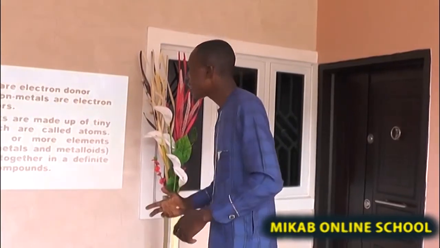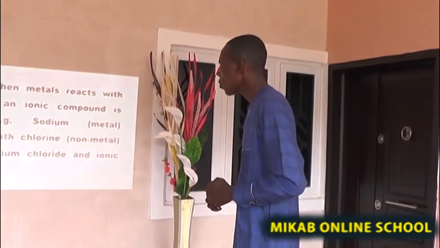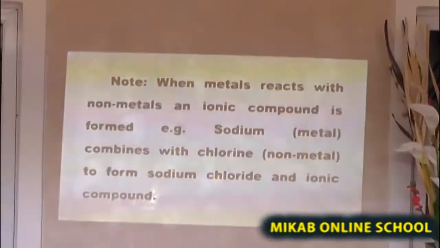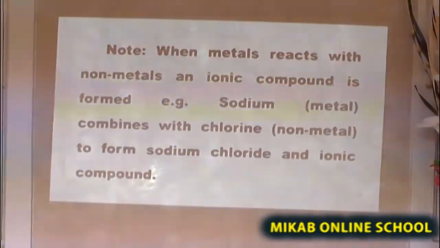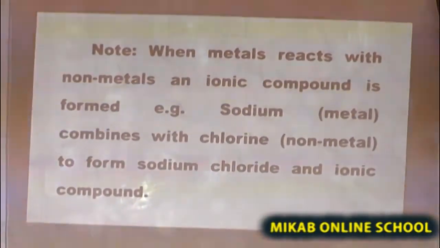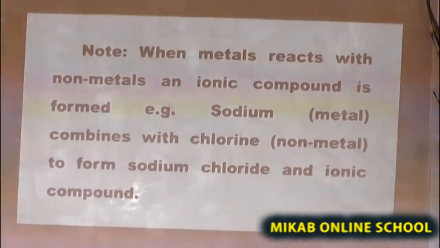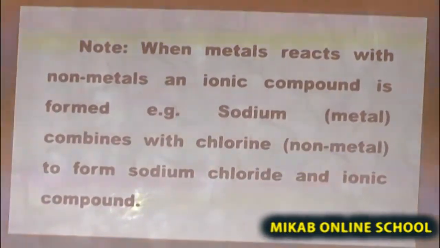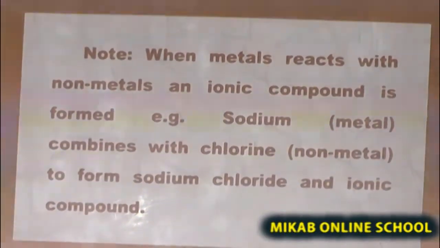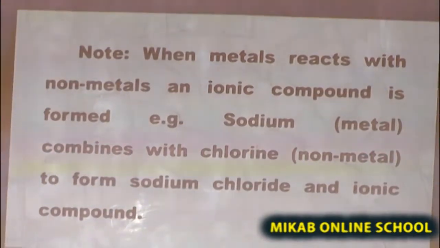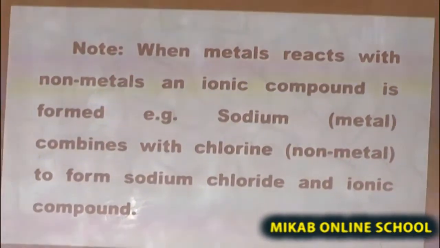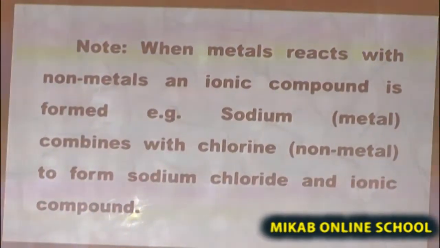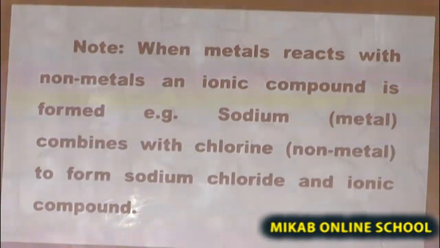Of course, when a metal and a non-metal combine, an ionic compound is formed. Example: sodium chloride, table salt, common salt, is a combination of sodium and chlorine. Sodium is a metal, while chlorine is a non-metal. When the two combine, an ionic compound is formed, in which the sodium carries a positive charge and the chlorine carries a negative charge.